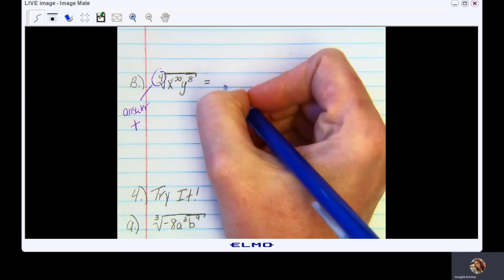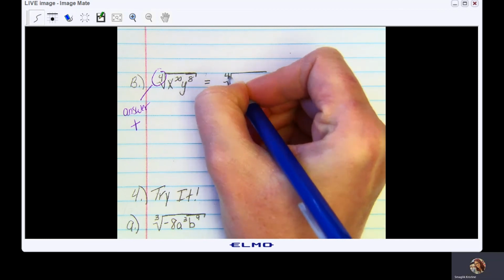B, we have the fourth root of x to the 20th, y to the 8th. So I don't have any coefficients. Let's ask, is 20 divisible by 4? Yes, it is. Is 8 divisible by 4? Yes, this is going to be nice and easy. Now we also have to keep in mind here, you see how we have a root of 4? Don't forget, your answer has to be positive. So if we get odd exponents, we need to use absolute value bars. So let's take a look here.